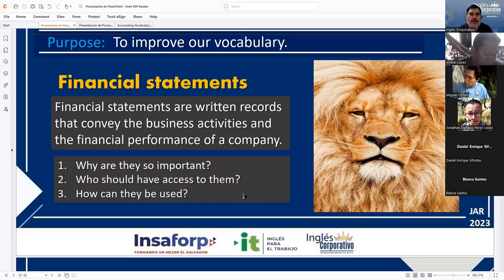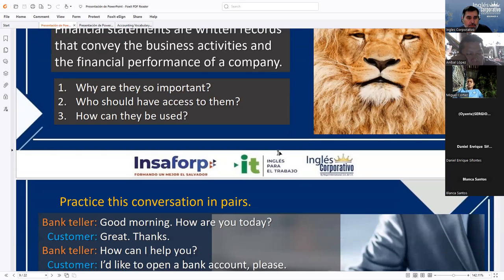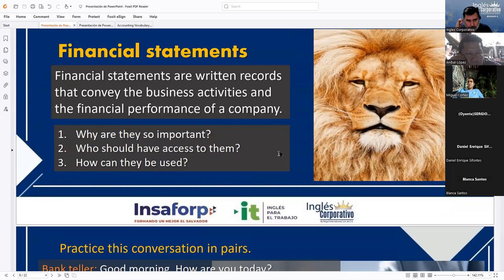Who should have access to the financial statement? Who do you think should have access to the financial statement? The owner? The president. The manager. The manager of the company, the owner of the company. Okay. How can they be used? They can be used to adjust the budget. If you are spending too much, try to lower the expenses, right? So that at the end, you can come out clear and pay for everything, okay? So that is basically some of the things.